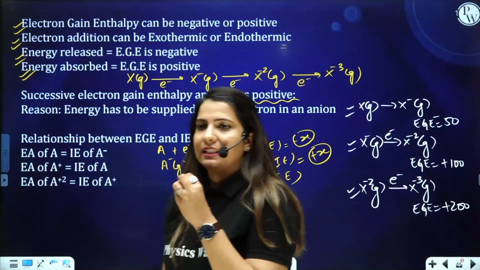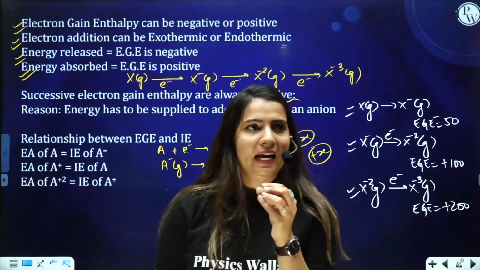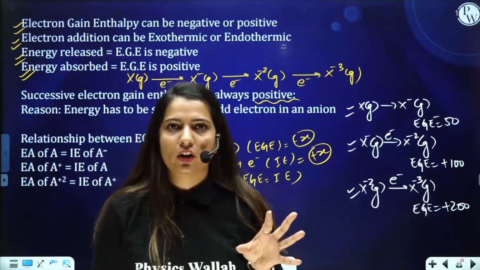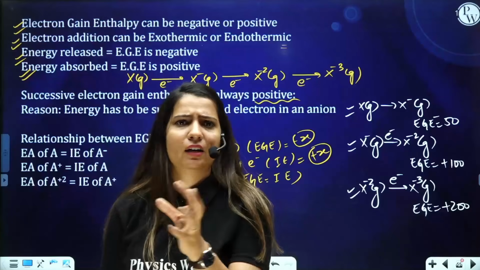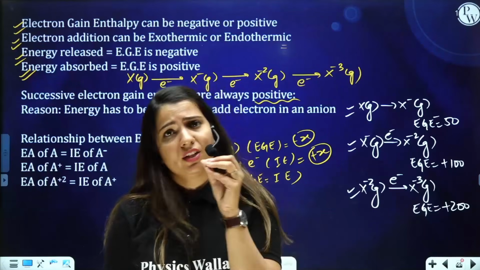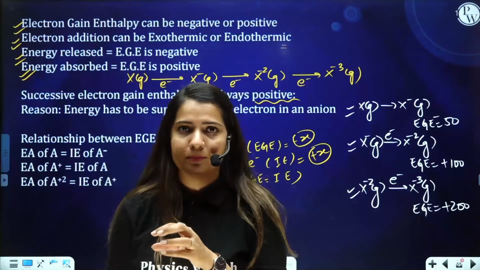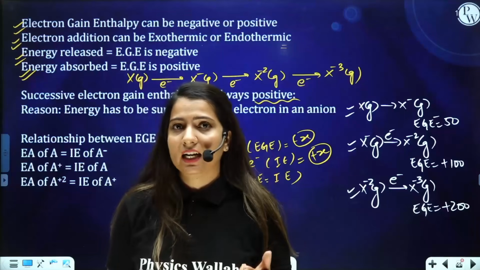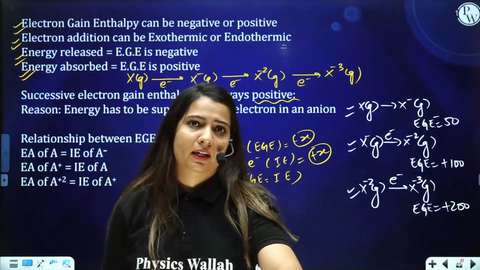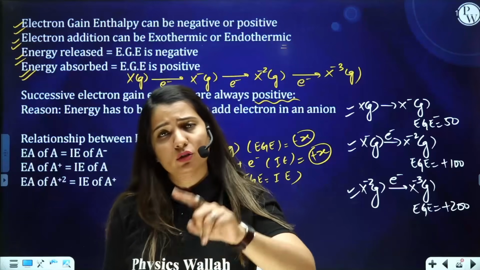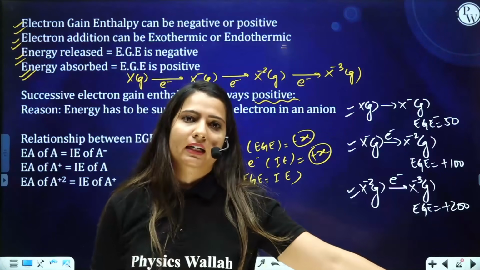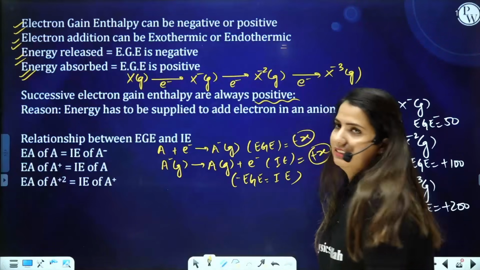Like, there is a neutral atom. I have supplied energy and added an electron into that, or maybe energy is released, whatever is the case. Whether electron gain enthalpy is positive or negative, we are not talking about that. You have just added an electron into an A atom. If you want to remove that electron, the same amount of energy you have to supply. Whatever energy you used in entering that electron, you have to supply the same energy to remove that electron. This is the meaning of this statement.